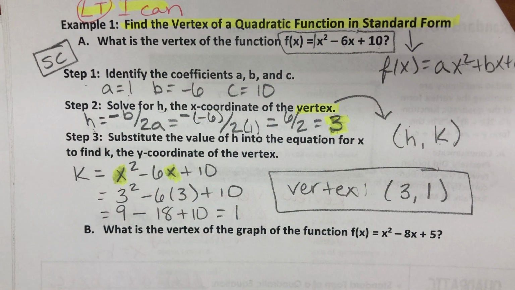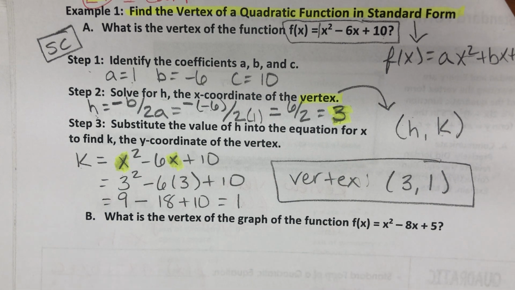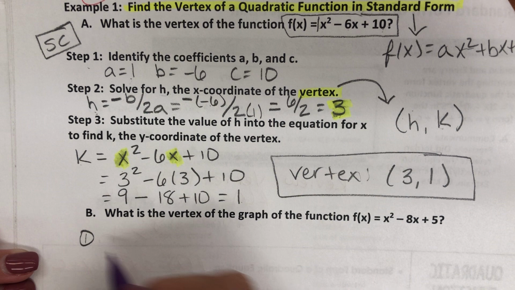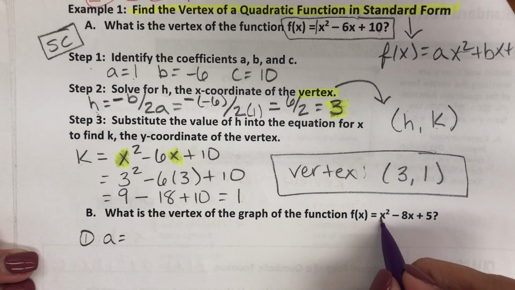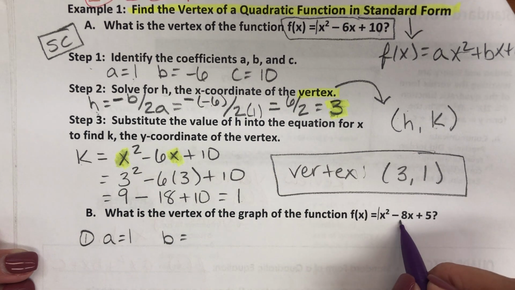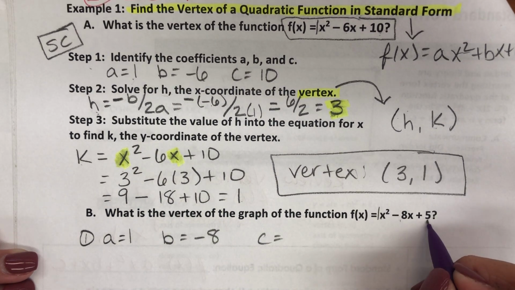All right, pause the video and you try B on your own. Try this problem on your own. All right, let's check it. So first, step 1, I'm going to find a, b, and c. So a is 1, b is -8, and c is 5.